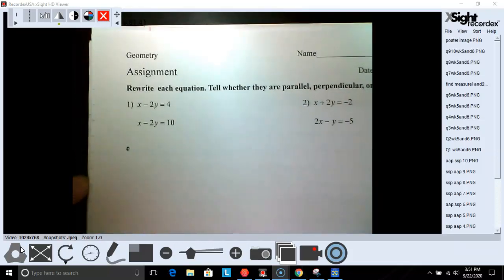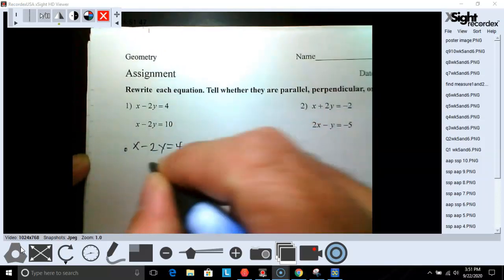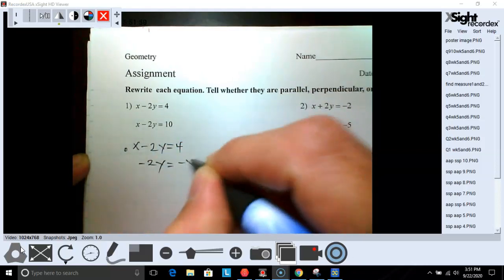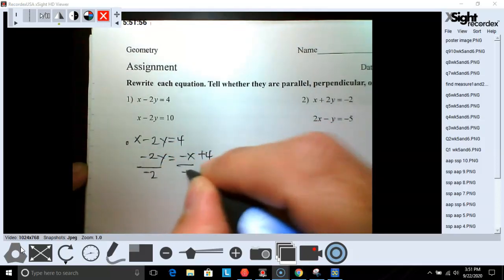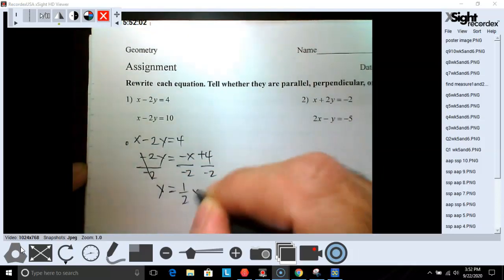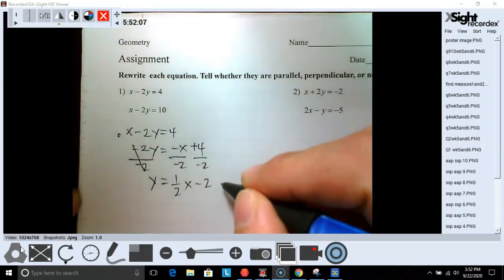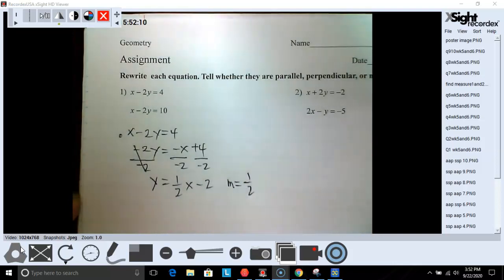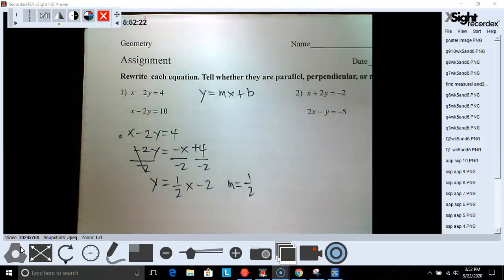What you need to do is first change it to y-intercept form. So we have this first equation. It becomes like that. Transpose it. Divide by -2. Y is 1/2 x minus 2. Therefore, our slope for the first equation is 1/2. That's going to be our slope. By the way, we're going to change the equations to this form: y is equal to mx plus b.